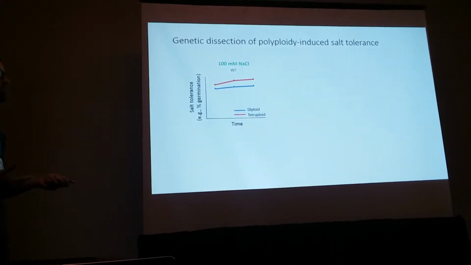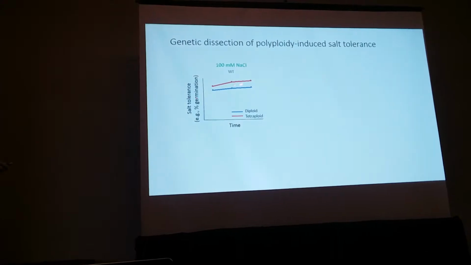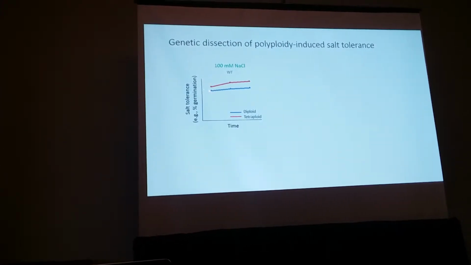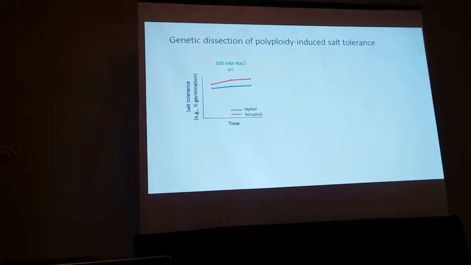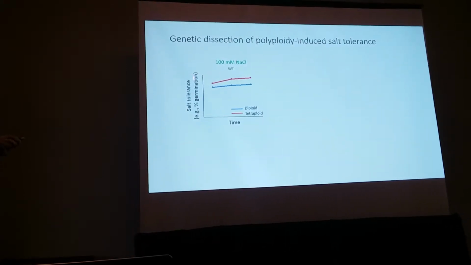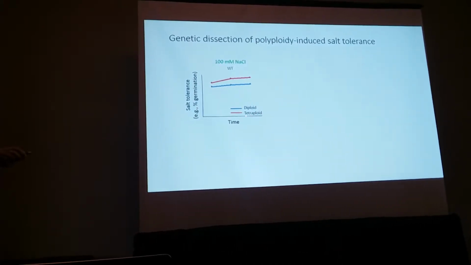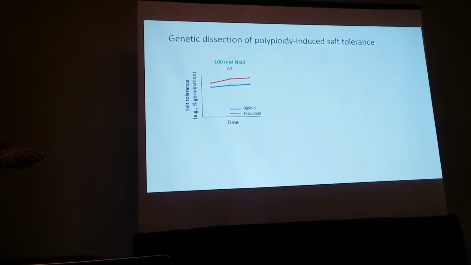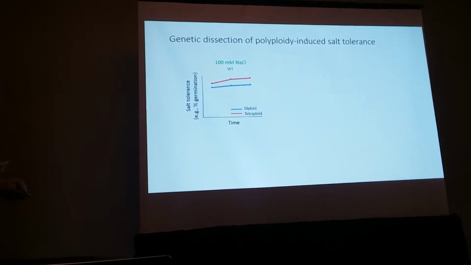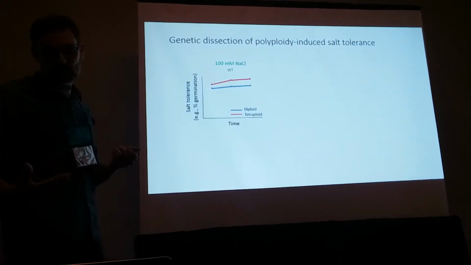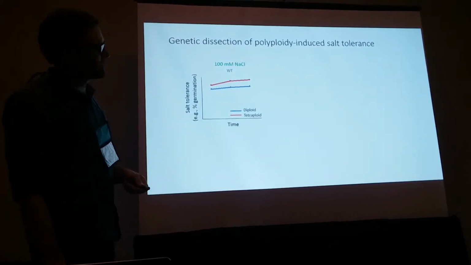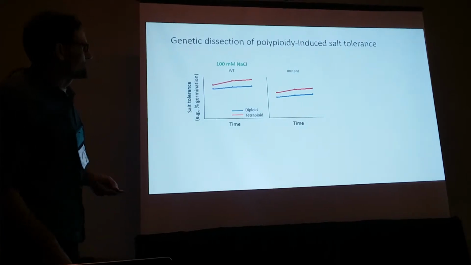And so the general logic of our screen is that we start with this observation that in wild type, the tetraploids have an enhanced salt tolerance relative to the diploid progenitors. So if we plot some measure of salt tolerance, in this case percent germination over time, we see that the tetraploids shown in red have higher tolerance than the diploids shown in blue, at say 100 millimolar salt. Then we do the same kind of assay for one of these mutants, a diploid tetraploid pair in a mutant background.